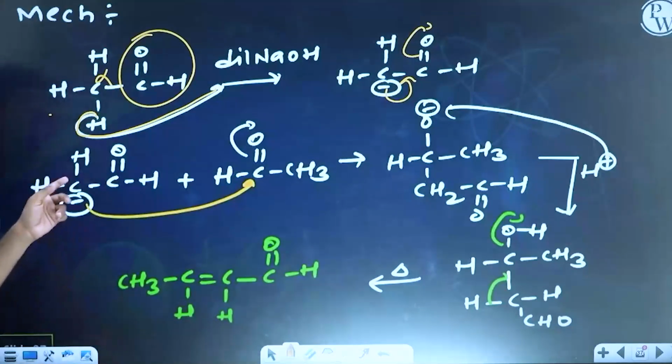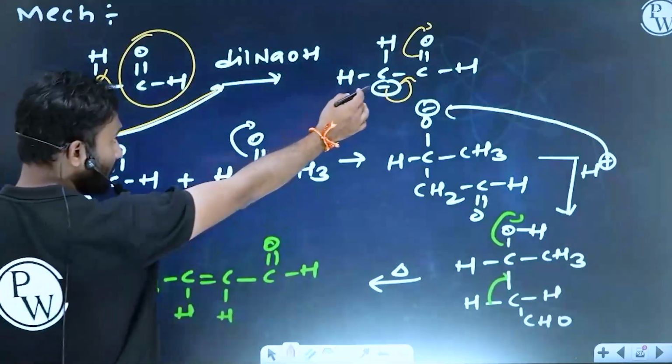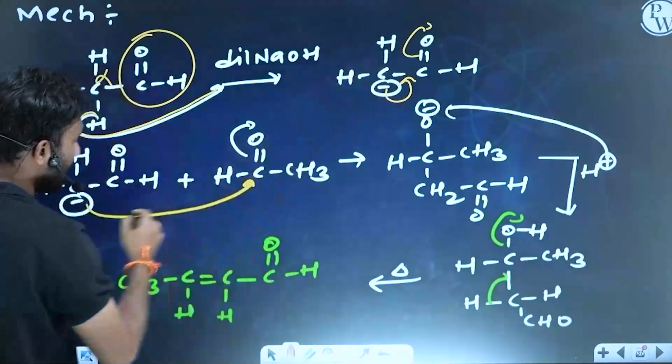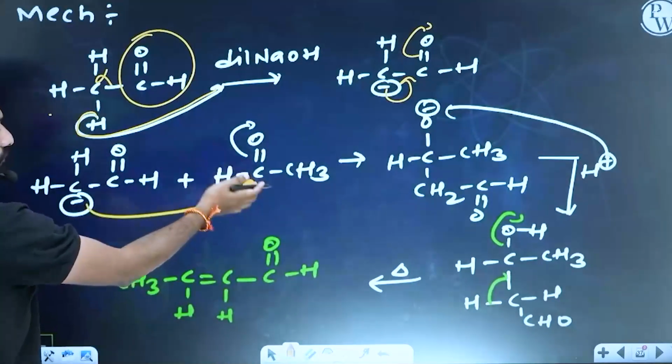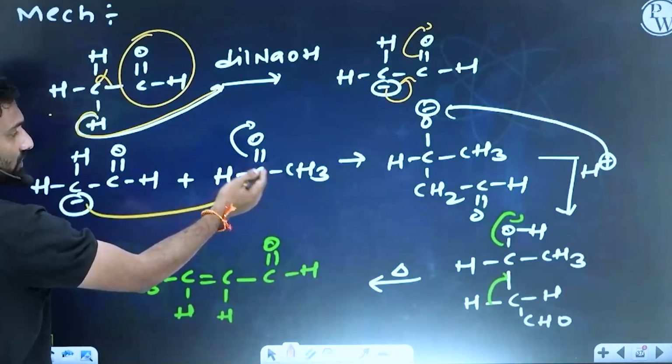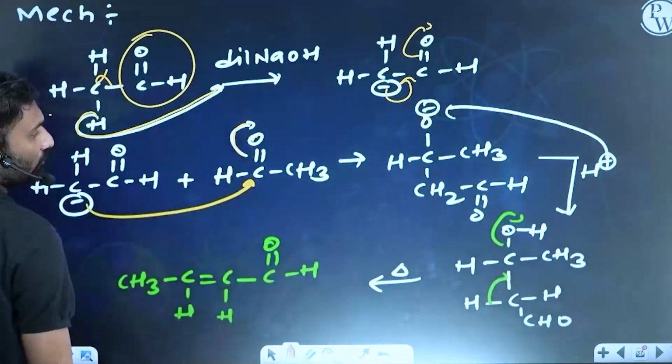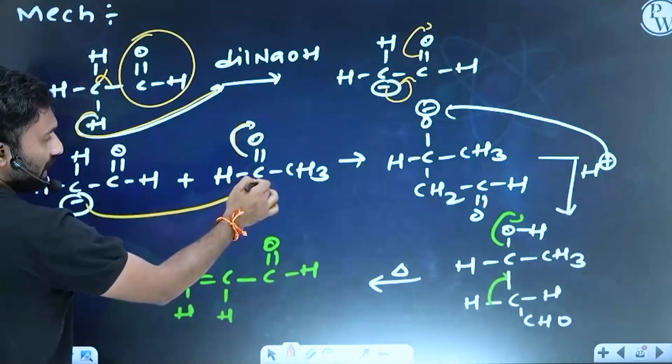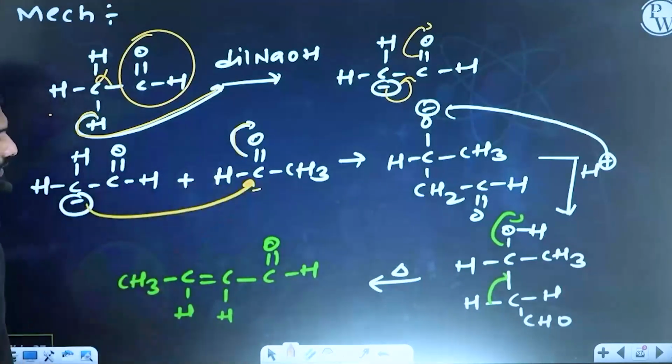Clear? Now we have CH2 minus C double bond H. Another mole of acetaldehyde we have to take. Now the pi bond will be shifted toward this oxygen. Here the carbon will get the positive charge, and the negative charge will attack.